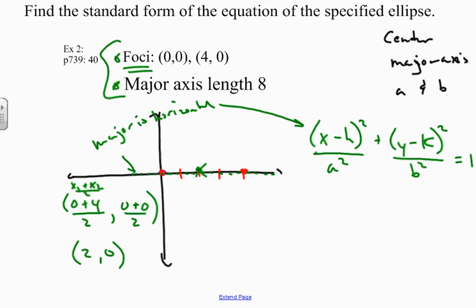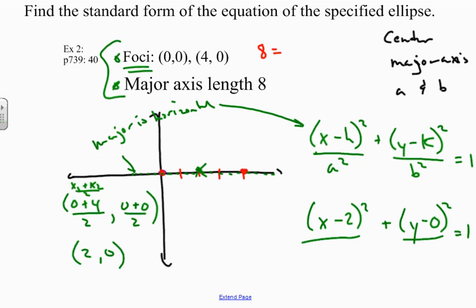So we can then go over here and write this out. We know that we have x minus 2 squared, and then y minus 0 squared, which is just y squared. That's going to equal 1. And now let's find some other values. We also know the major axis length is 8. Since the whole length is 8, and the major axis length equals 2a, that means that a has to equal 4.